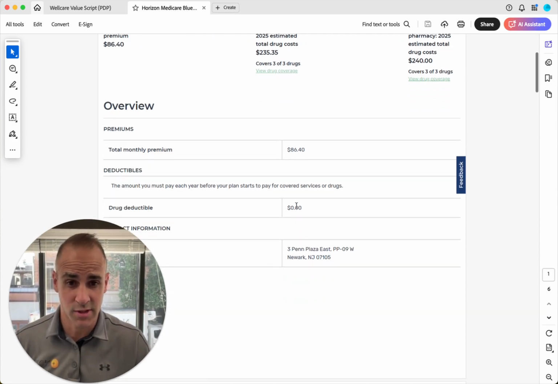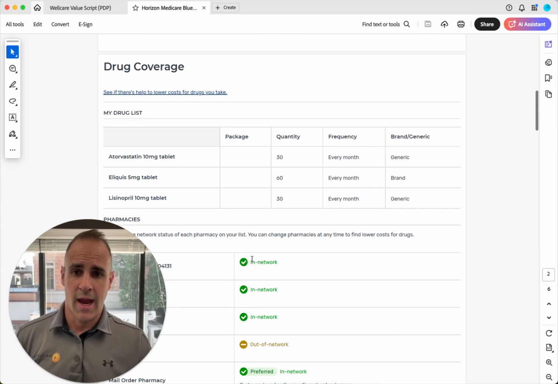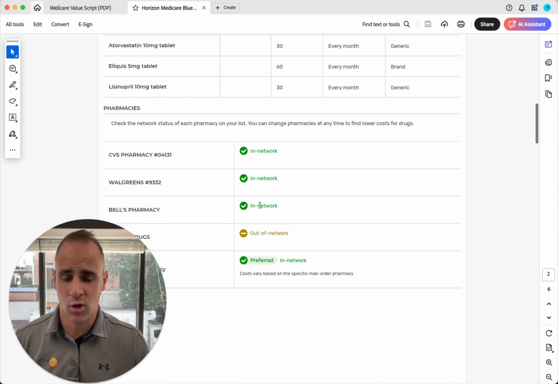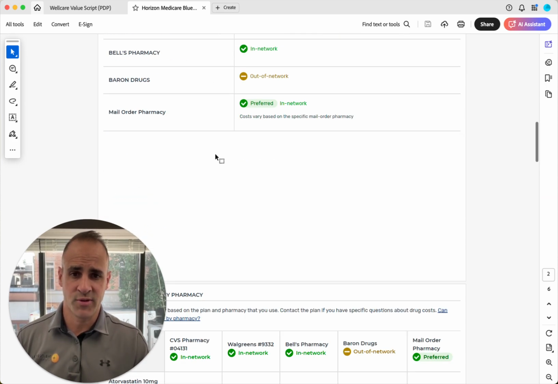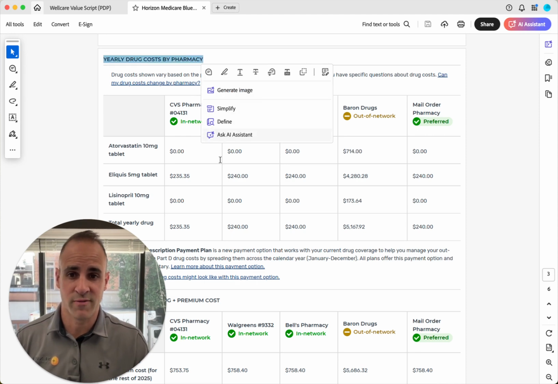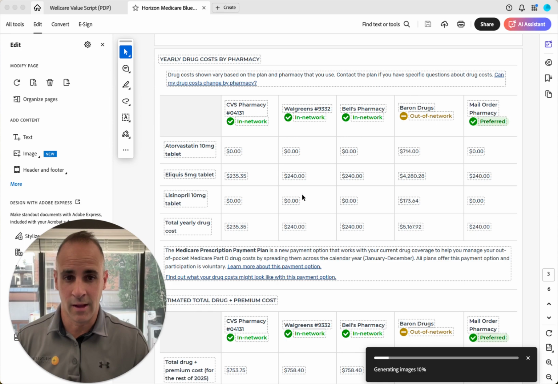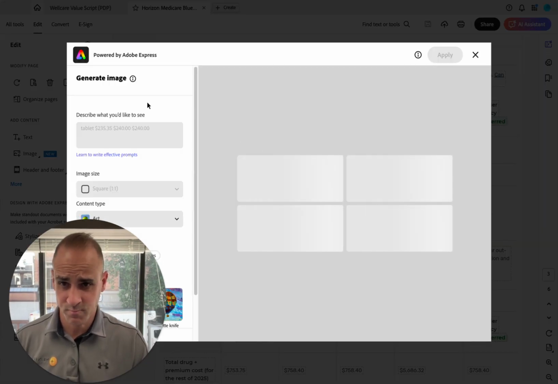This plan has a $0 deductible. Remember, the other plan had a $590 deductible. And then it just lists out the medications. We left in the other 2 medications and we added in the Eliquis. Again, the pharmacy information is listed. The total yearly drug cost by pharmacy. So this is where you see, again, 0 for those 2 low-cost drugs, and then about $240 for the Eliquis for the rest of the year.